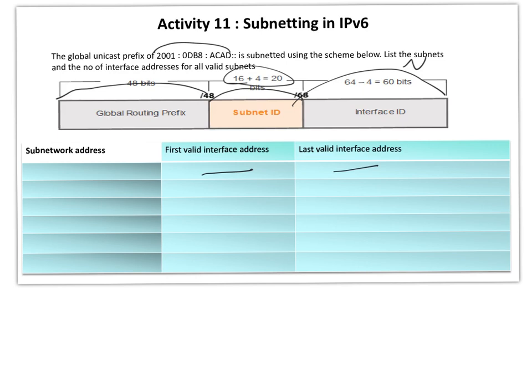So write the subnet address, the subnetwork address, the first interface address and the last interface address for the first few subnets. And I want you all to write it down. Do not rely on the fact that you calculate this in your head. It doesn't work. You have to write it down. Okay?